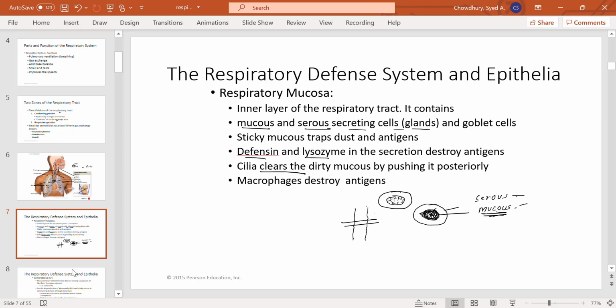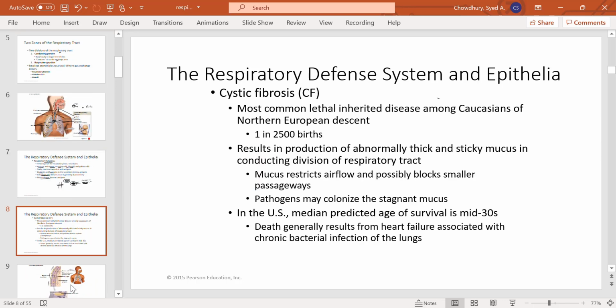Okay, and also you have macrophages, you know, the phagocytic cells. So macrophages would engulf the antigens and destroy them. So that's the defensive function of the respiratory mucosa.